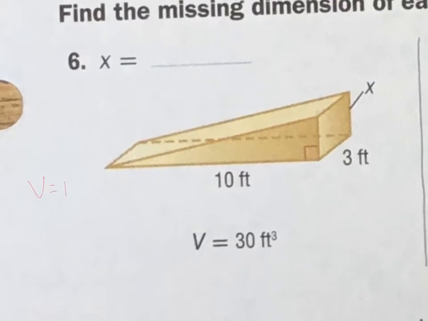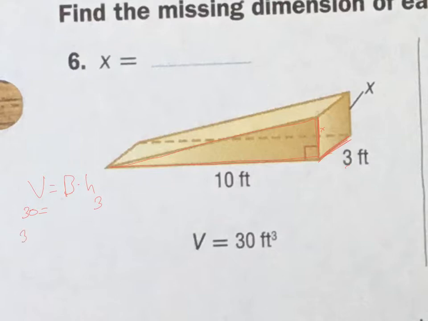Volume equals big B times H. Now we have the volume, so it's 30 equals, do we know the area of the base? This right here is my triangular base. This we don't know. This is 10. And the height between the two is 3. So we know that. We're just missing something in the space.